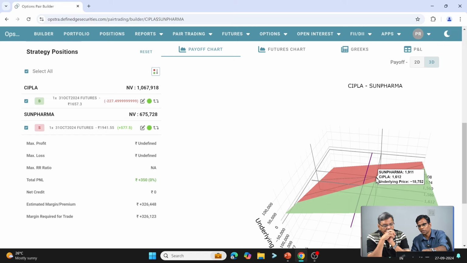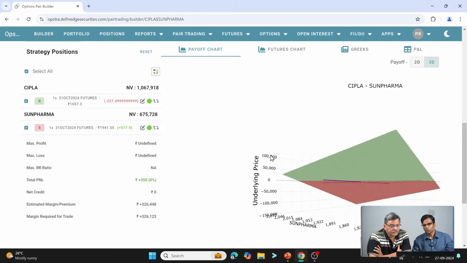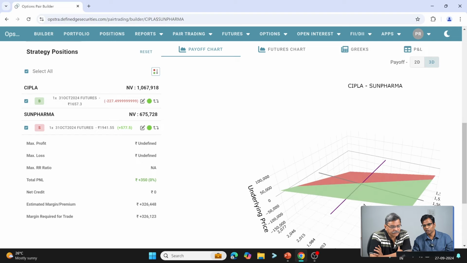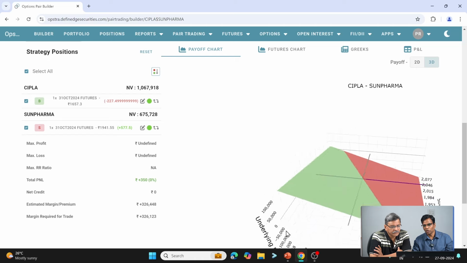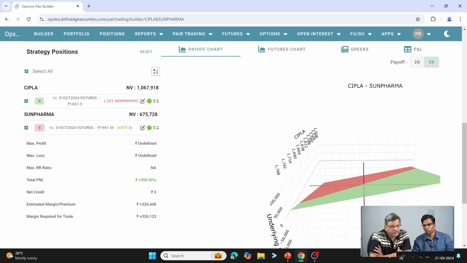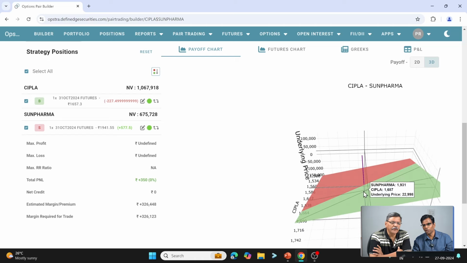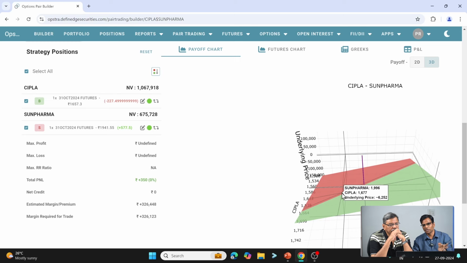So here you are seeing the price, 1911 and Cipla is 1612. Right. And it is showing the price. So like that you can see. So scroll around and see how to check what the PNL will be under different price changes.